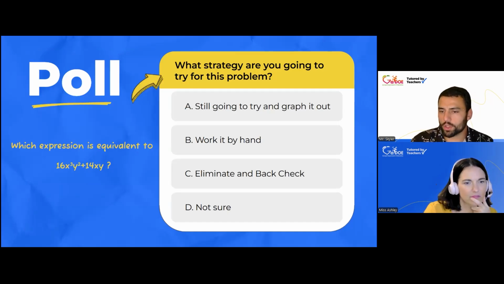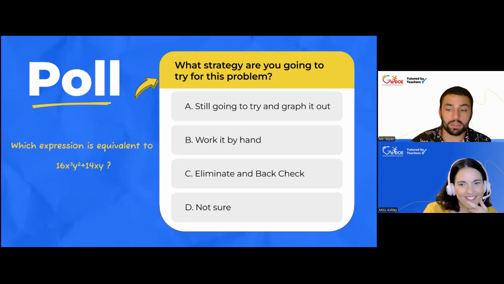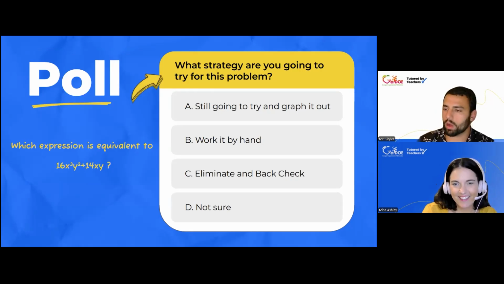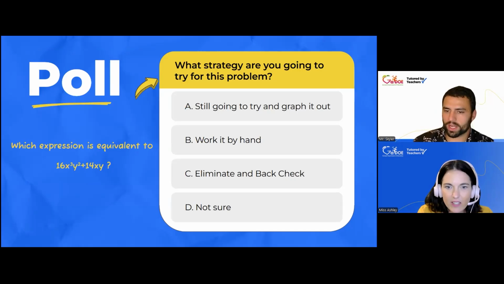Now, you guys should be getting a poll popping up, and it's going to say, what strategy are you going to try? Don't feel like you have to rush and put the answer to the question just yet, right? We're going to work through the problem. So if you're rushing and you got the answer, cool. We're still going to talk through it. 82%, work it by hand. Oh, wow. We got kids that are still going to try to graph this one out.